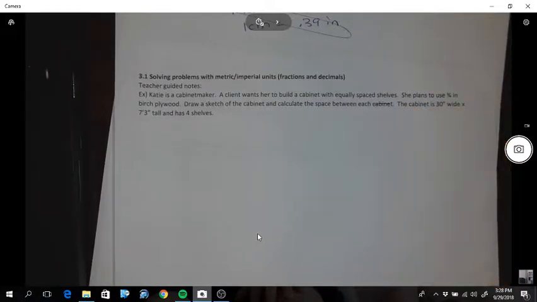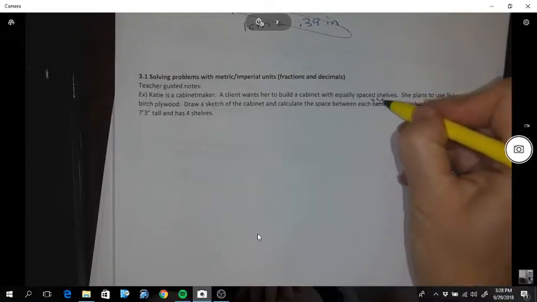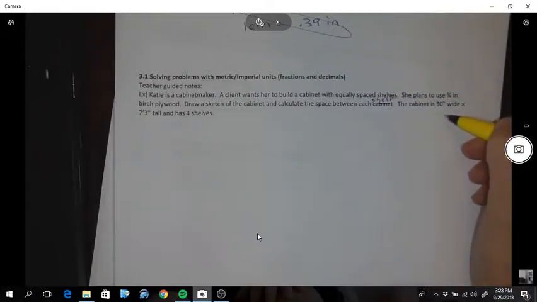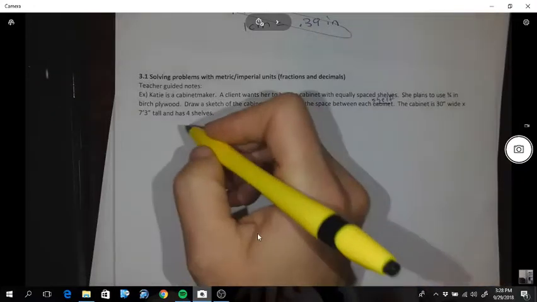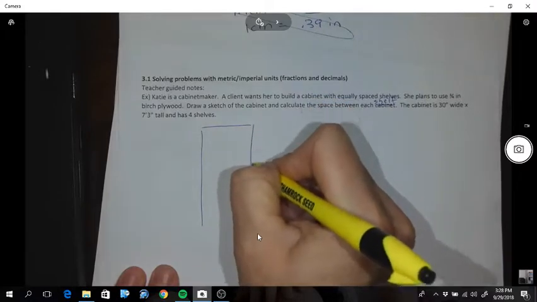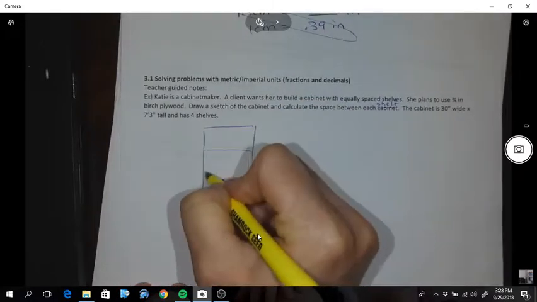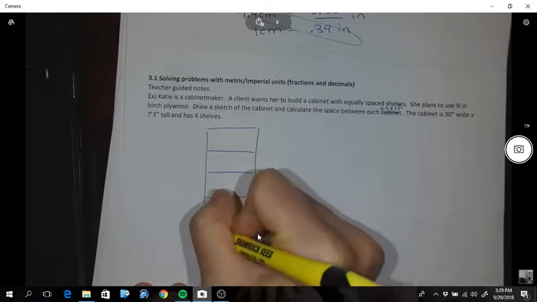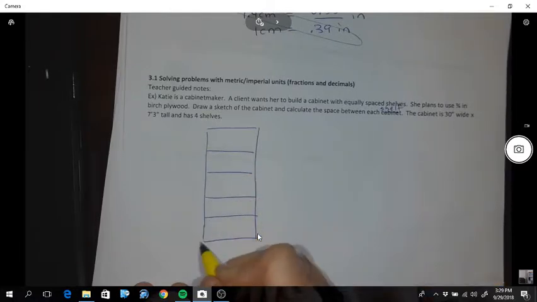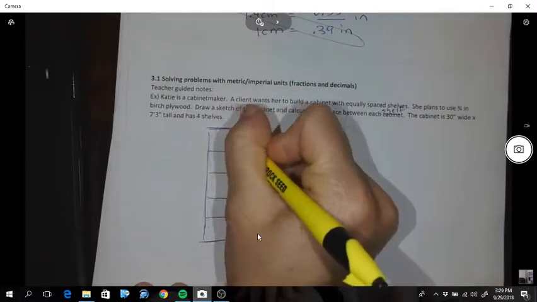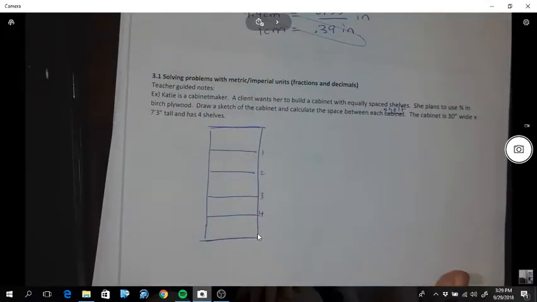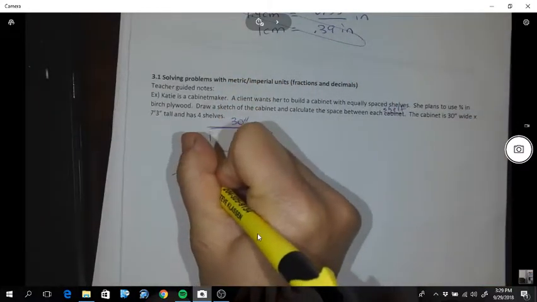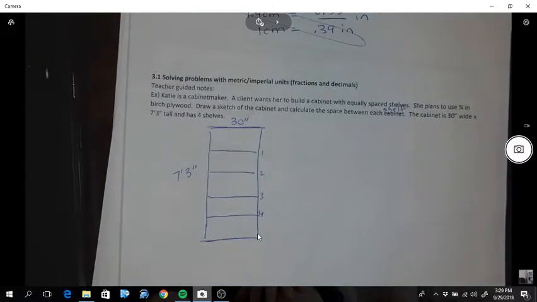That should be a shelf. The cabinet itself is 30 inches wide and 7 feet 3 inches tall, and it has 4 shelves on it. Okay, so we're going to draw a cabinet here. 1, 2, 3, 4 shelves, and then that's going to be the bottom, the base, the top, plus our 4 shelves. Okay, so let's label some things. We know that's 30 inches, 7 foot 3 inches high.